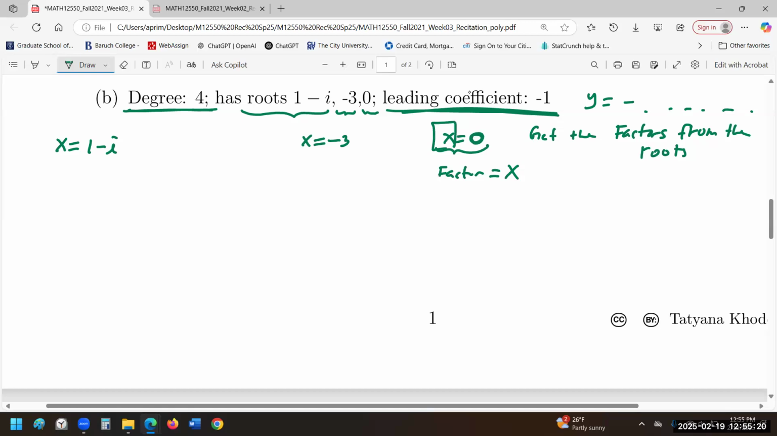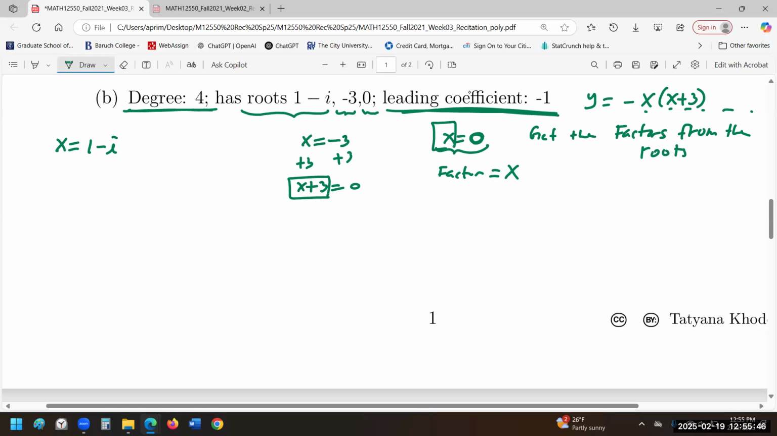It's already factored. For the next one, in order to see 0 on the other side, we have to add 3 to both sides. So we get x plus 3 equals 0. So here, our factor is x plus 3. So the equation we have is x plus 3. We found 2 of them, and we still have 2 more to go.